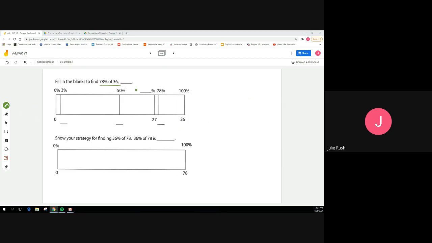Anytime I see 50, I usually go straight to the 50. So half of 36 is 18. And then we did halves again, right? So if I was to do half again here, each one would be worth 9. So this is also worth 9 right here to get to 27. So that's my 75%. It is 27. So now I need my 3% in order to get to that.